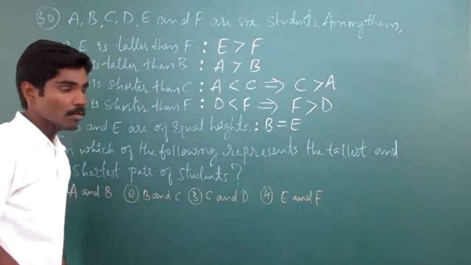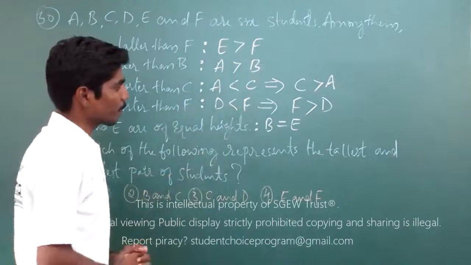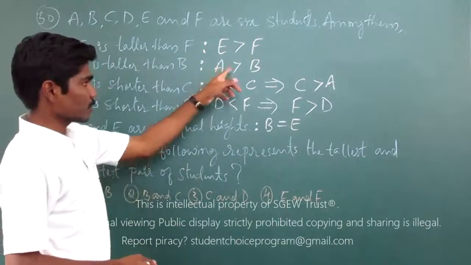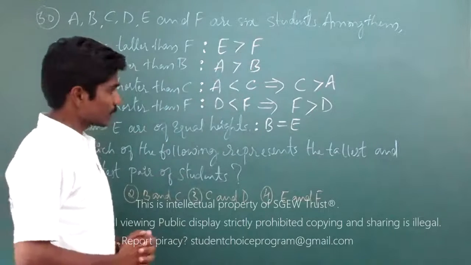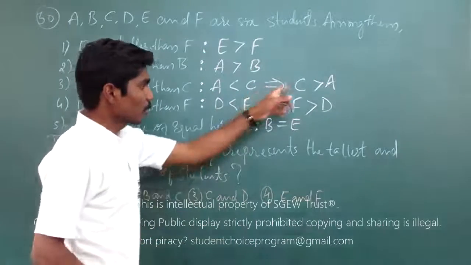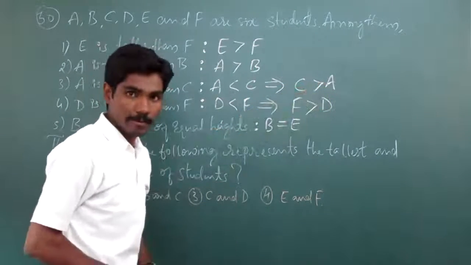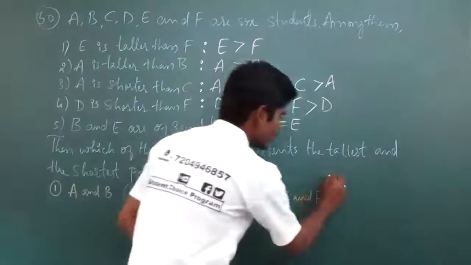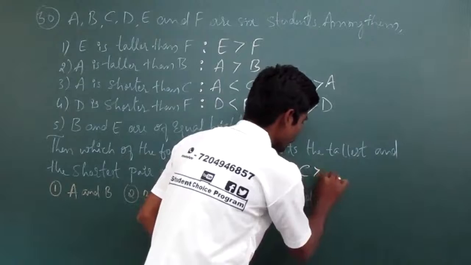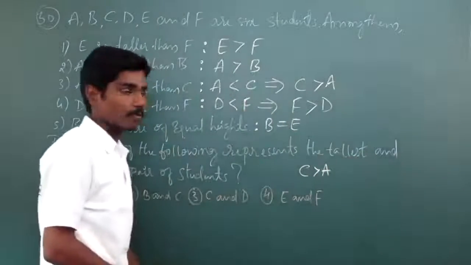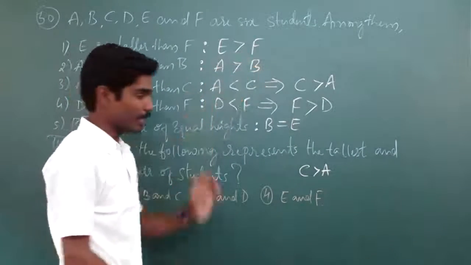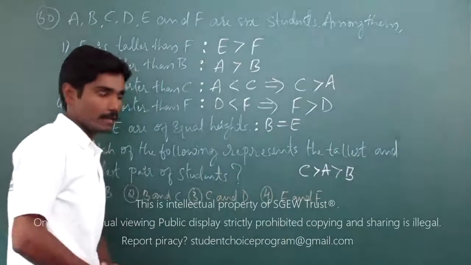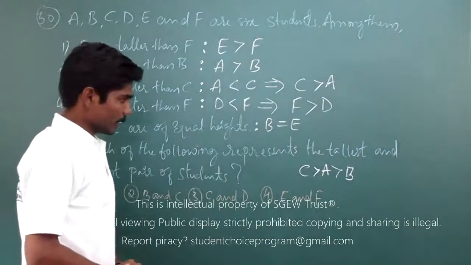Well friends, now let us group all these relationships. First of all, let me go with the letter A. A is taller than B. But when you observe it carefully, C is taller than A. For that reason, first I will consider the letter C. That is, C is taller than A, whereas A is taller than B. Fine? Okay.